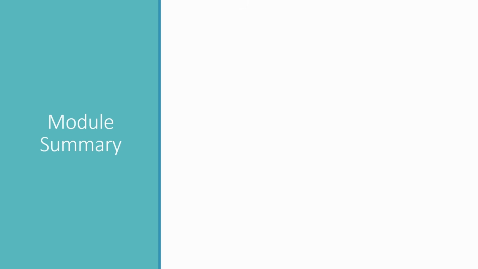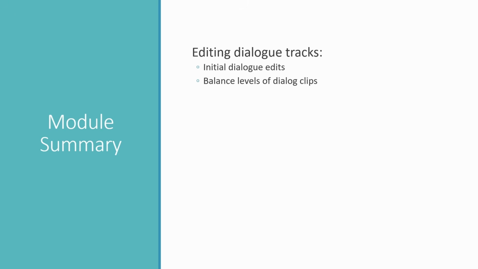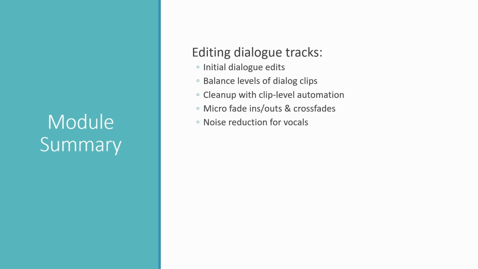In this module, we started off by editing the dialogue tracks, and that's because the dialogue is usually the most important piece. We made some initial dialogue edits, and we also moved each person to their own track so we could apply EQ and things like that to each person's voice independently. We went and did some initial balancing of the levels of the dialogue clips, and we saw that we can use clip level automation to clean up things like lip smacks or tongue clicks, and we saw we can apply micro fade-ins and fade-outs. We also saw how we can use the voice isolator tool to reduce background noise for vocals or dialogue tracks, and then we started the mixing process.